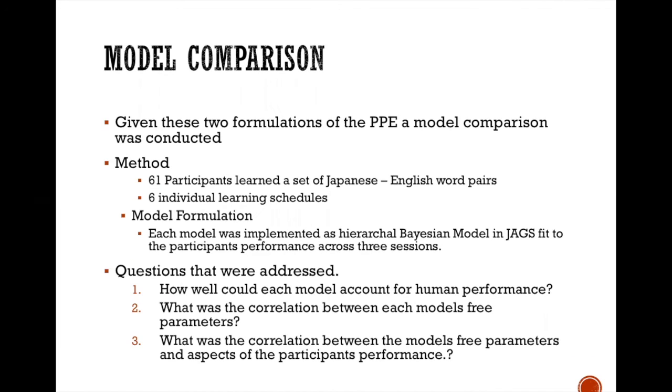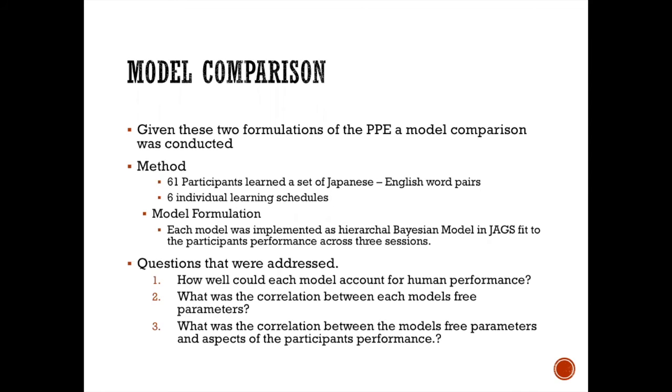Given these 2 versions of the PPE, we conducted a model comparison. Our data set consisted of 61 individuals in a paired associate study. Both the standard and modified PPE were implemented as Bayesian hierarchical models. And with our model comparison, we asked 3 questions. 1, how well could each model account for the participants' performance across various learning schedules? 2, what was the correlation between each model's free parameters? And 3, what was the correlation between the model's free parameters and certain aspects of the participants' performance?